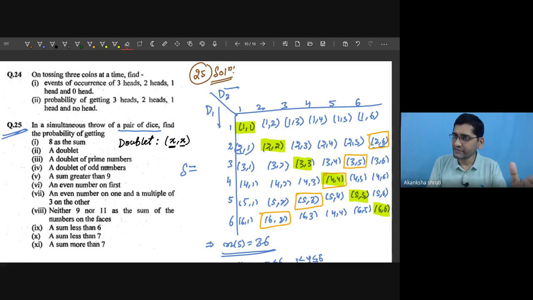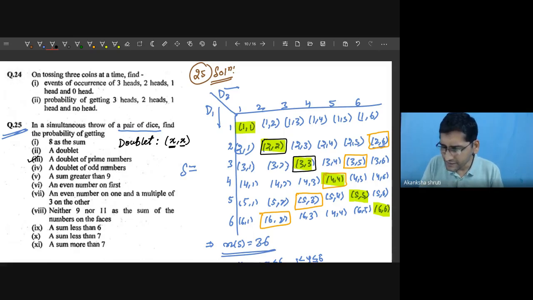2 is the only even which is prime. So 2 is okay. So we can choose this 2. Can I take 3? Yes, 3 is prime. Can I take 4? Other student, can you tell me, for this part 3, can we take this 4?